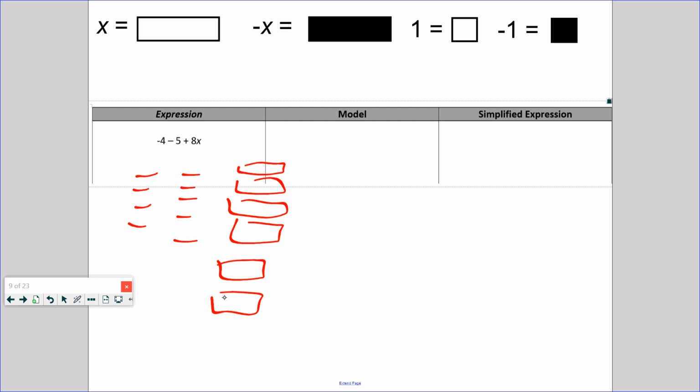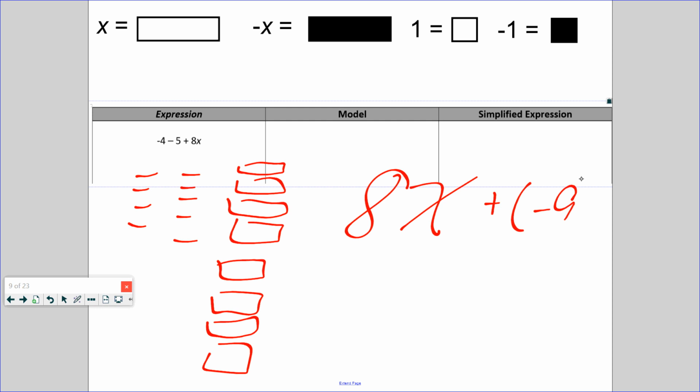1, 2, 3, 4, 5, 6, 7, 8. So there's 8 x's, and let's count the number of negatives. Plus negative 9, 8x minus 9.